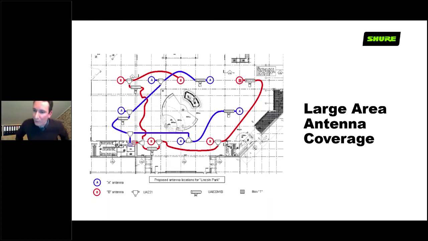Sure. We've got this slide still on the screen, I think, of a large area antenna coverage. I think, well, it's kind of to the slide you spoke about, isn't it, about how you would lay that out on a map in a broader area?